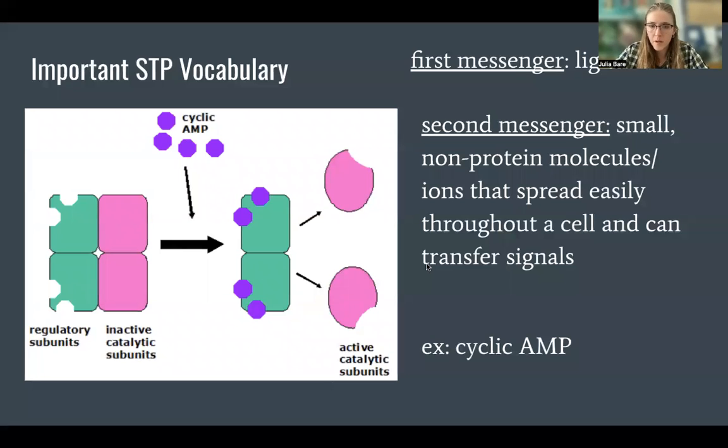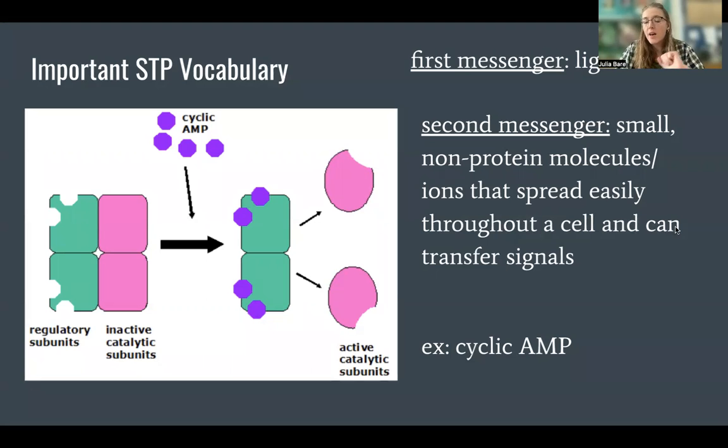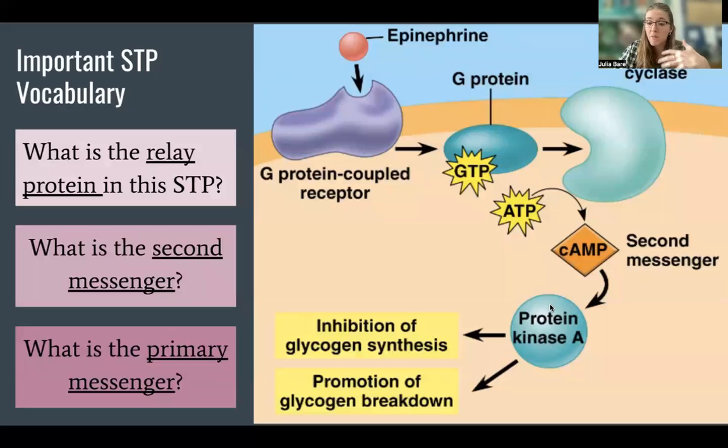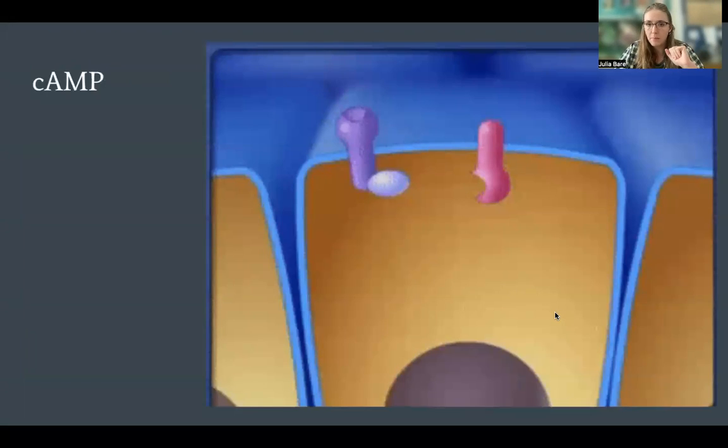Okay, so we've covered a little bit about first messengers and second messengers. First messengers are going to be the ligand. Second messengers are going to be small, typically non-protein molecules or ions that can spread really easily throughout the cell and transfer a signal much more quickly. So in this example, cyclic AMP, it's not just one cyclic AMP that's going to be made. It's a multitude of cyclic AMPs that are going to be synthesized. And that's going to cause a rapid succession of pathways triggered throughout this cell. So cyclic AMP is an example of those second messengers.